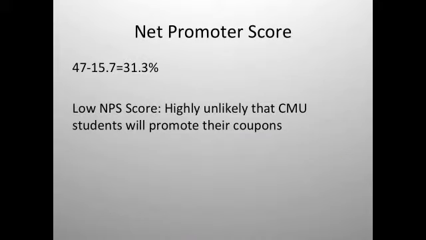Okay, now net promoter score. We use this as a benchmark to compare across industries. We find it by taking the promoters, which are people who rank customer satisfaction as a 9 or 10, which we have a score there of 47, and we subtract the detractors, which are customer satisfaction ratings below a 6 on a 10-point scale, and we have 15.7 for the detractors. This gives us a net promoter score of 31.3%. This is a low NPS score, and it says that it's highly unlikely CMU students will promote their coupons.